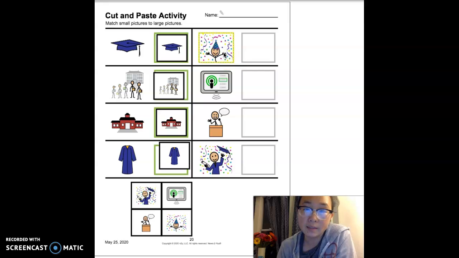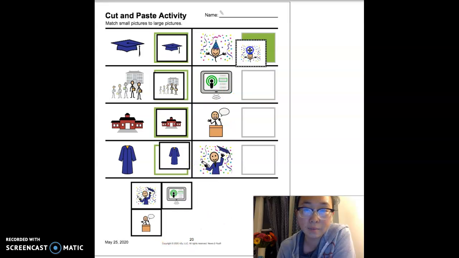What's this one? Celebrate. And so celebrate is when we are doing something special to honor a person or event. So some people are celebrating graduation, or they've already celebrated because they've graduated already. Which word symbol is the same as celebrate? We have celebrate.